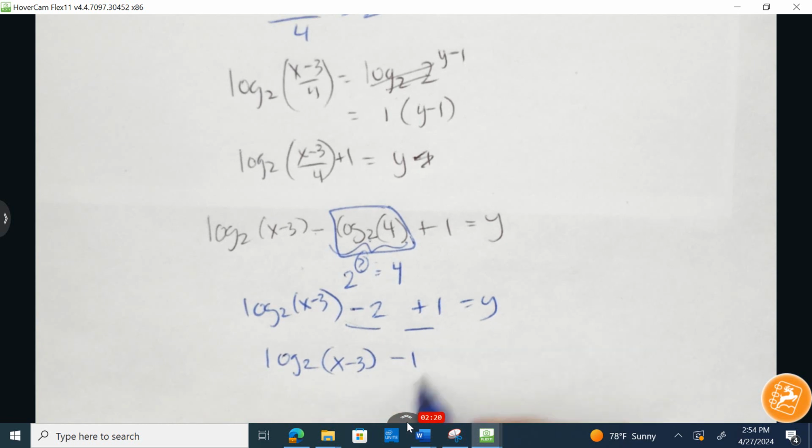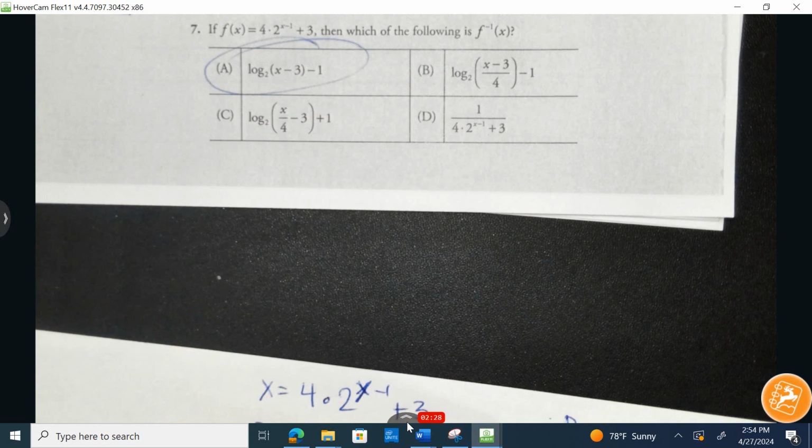Now this is the inverse of function f of x, and we denote that with this negative 1. Let's check our options. And it would be option A.